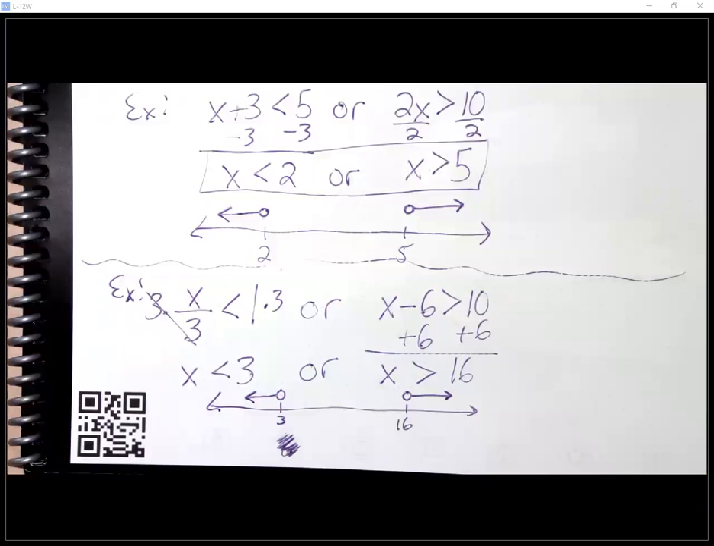20, sure. Remember, when you are shading, the whole point of these arrows is you're saying, hey, all of these numbers are my solutions. Every single number that's bigger than 16 is going to be an answer. Every single number that's less than 3 is going to be an answer. Right? So these ones in the middle that are not shaded over, those are the ones that do not work. So everything in between 3 and 16, no good.